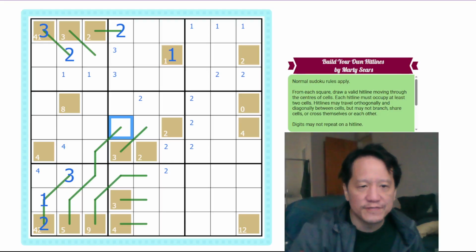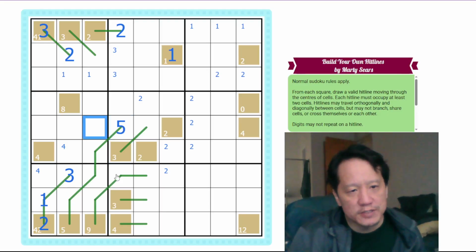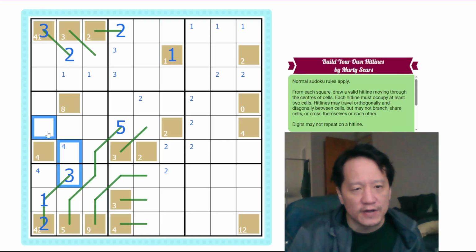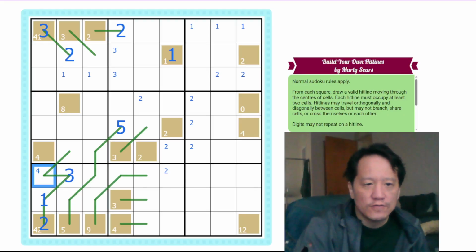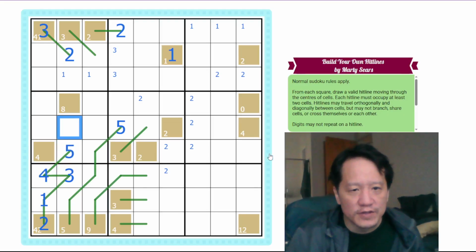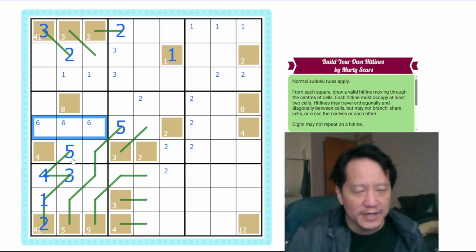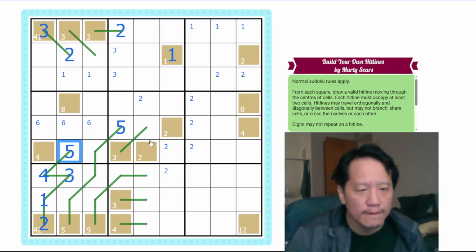So this has to be a 5. Which means it cannot go 4 here and then 5 here. So this has to go 4 here and then 5 there. So this is then 4. We have 5. One of these is going to be a 6 to match this. This cannot go this way because that would cut that off. This has to have a 4. So this can't be 6 because it would cut that off.